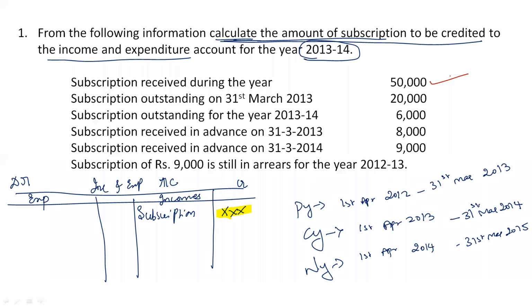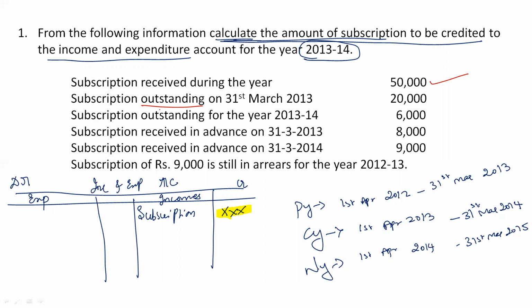Then come back. So what is given? Subscription outstanding on 31st March 2013, rupees 20,000. Now just analyze for which year this subscription is related. They are telling subscription outstanding means on 31st March 2013 there was some amount of subscription which should be received by an NPO, but they could not receive it. Outstanding in the sense what? Amount which we have to receive, but still it's pending. We have not received it yet.